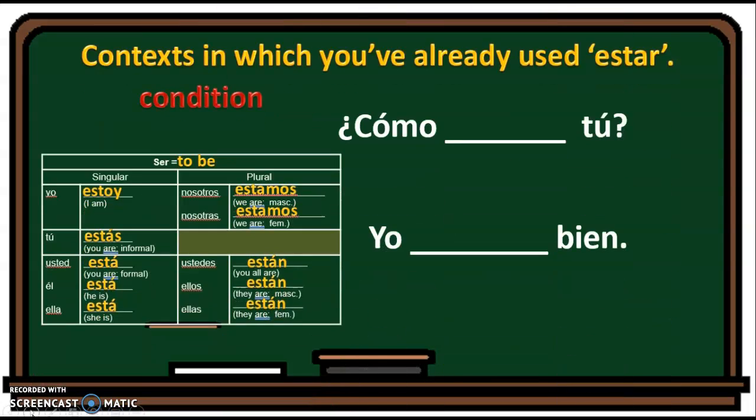So here's some context in which you've already used the verb estar. When you asked this question, ¿Cómo estás tú? You were asking, how are you? You used the verb estar when you were talking about condition. The answer could be, yo estoy bien.